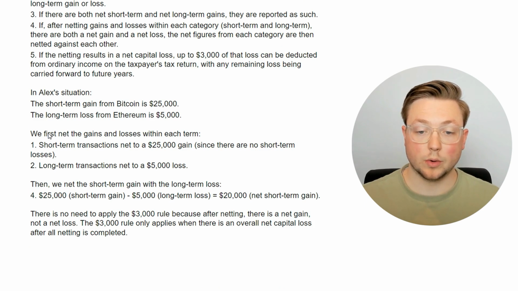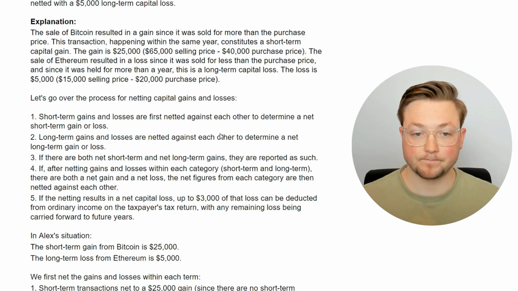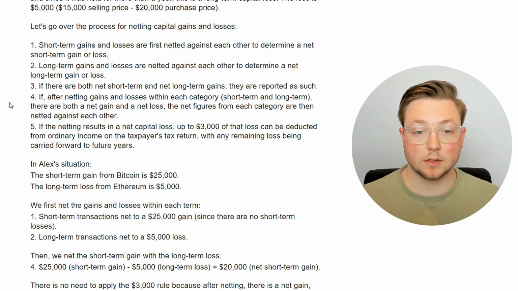So again, just going over what I just said, the short-term gain from the Bitcoin was $25,000. The long-term loss from the Ethereum was $5,000. So you net those together, giving you a short-term $20,000 gain. And we don't need to apply the $3,000 rule because that's only if there is a net loss after netting the net short-term capital gains or losses and the net long-term capital gains or losses. All right, so a few steps there that we learned, and let's take these steps and see if we can apply them to the next questions.